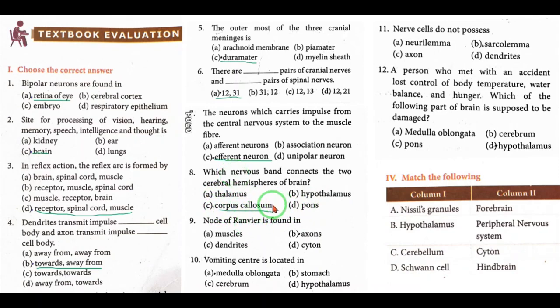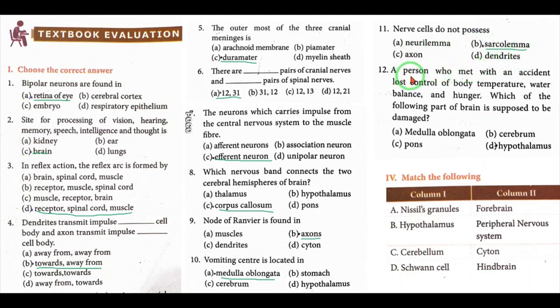Question number 9. Node of Ranvier is found in: A, muscles; B, axons; C, dendrites; D, cyton. Answer is B, axons. Number 10. Vomiting center is located in: A, medulla oblongata; B, stomach; C, cerebrum; D, hypothalamus. Answer is A, medulla oblongata. Question number 11. Nerve cells do not possess: A, neurilemma; B, sarcolemma; C, axon; D, dendrites. Answer is B, sarcolemma.